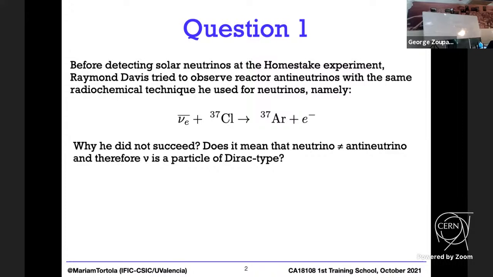So even if in principle there should be a small component with the wrong helicity that could be able to work this process, it cannot because this component is very suppressed. So this is for the first part of the question. But now, does it mean that neutrino is different from antineutrino and therefore neutrino is a particle of Dirac type? What do you think?